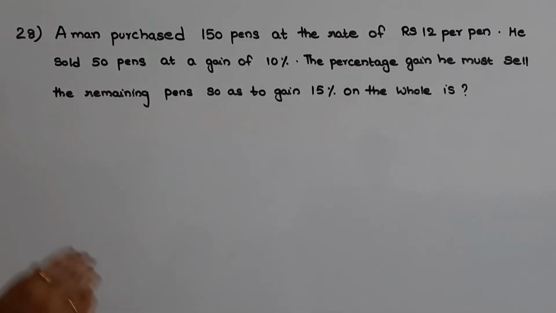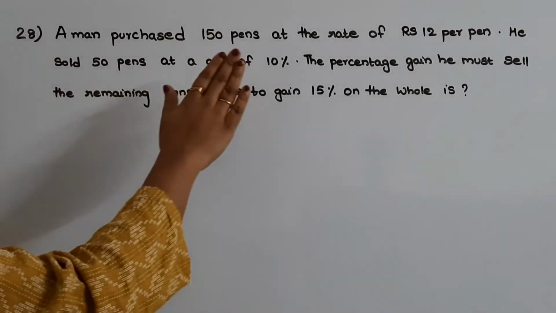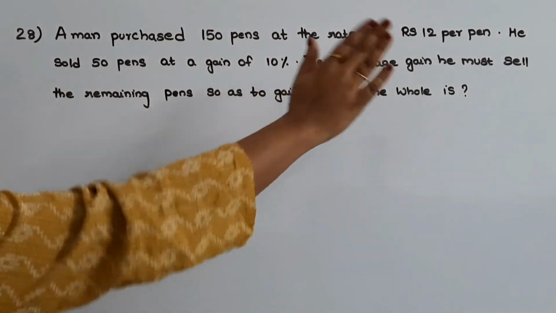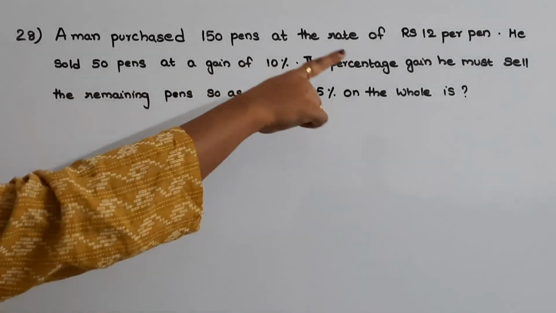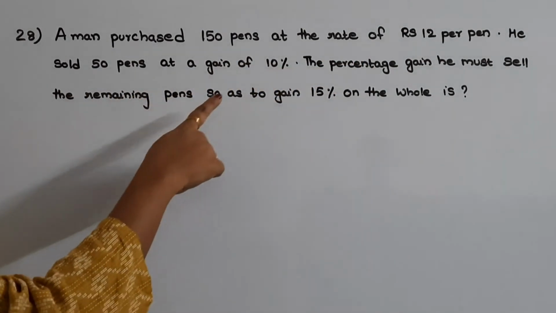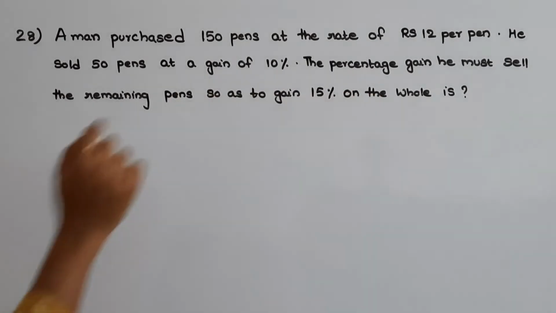The next question is, a man purchased 150 pens at the rate of rupees 12 per pen. He sold 50 pens at a gain of 10%. The percentage gain at which he must sell the remaining pens so as to gain 15% on the whole is.